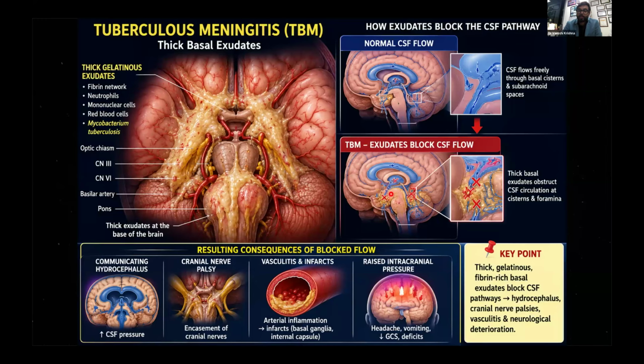Here you could see that it is blocking the CSF flow. Then they present as hydrocephalus, with increased CSF pressure. They present as communicating hydrocephalus. Because of the TB meningitis, the compression by the exudates, they also present as cranial nerve palsies, and with compression of the major blood vessels, they present as vasculitis and also infarcts, and overall they present as raised ICP.